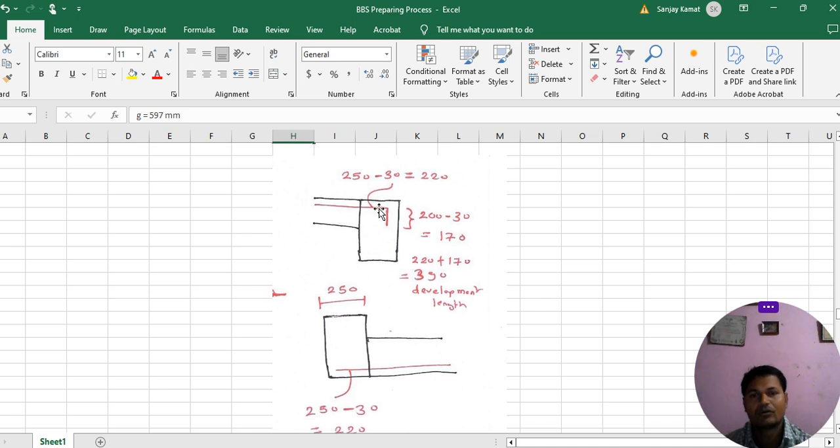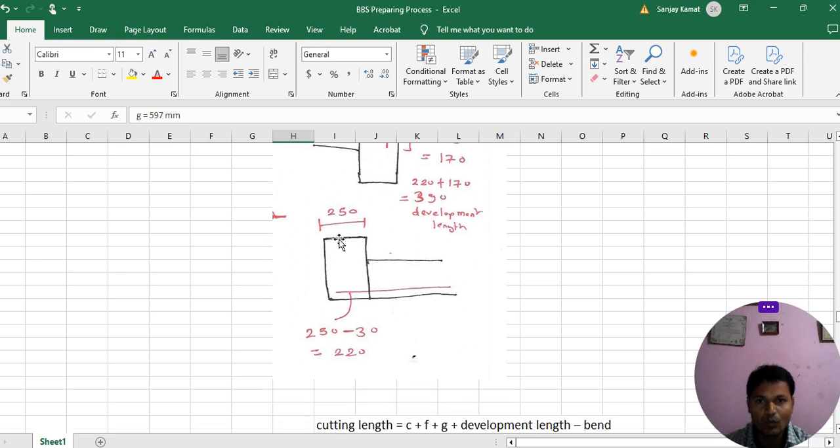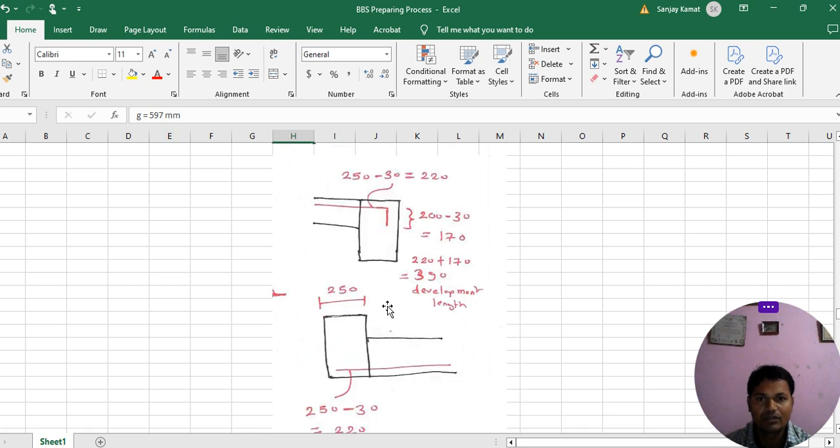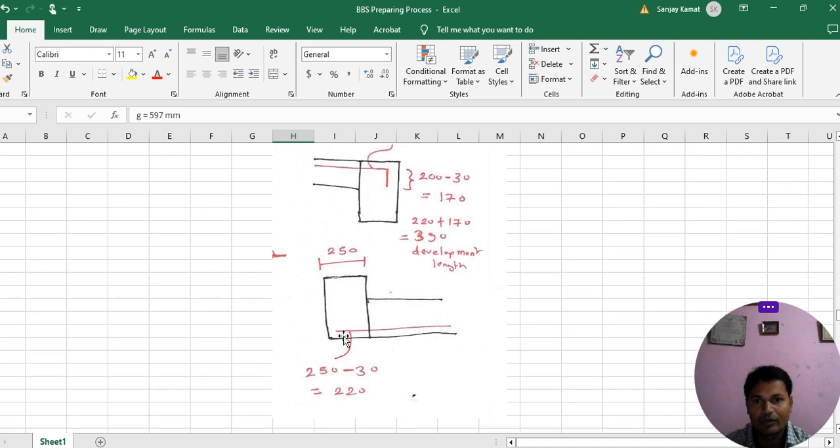Now look at this figure. This is the bended part, and this is the vertical part, and this is also the vertical part. And this is the horizontal part, and this is also the horizontal part. This is the width of the beam, and this is the length of the beam. So the width is how much? This up to here, and here to here is the bended bar, bended rod. So from here we have to subtract 250 minus 30.